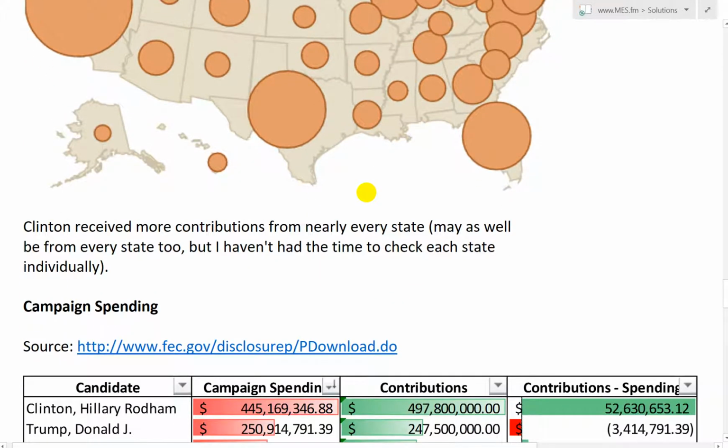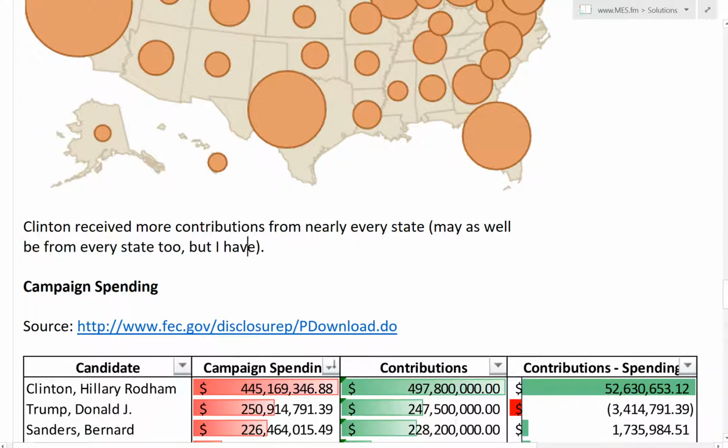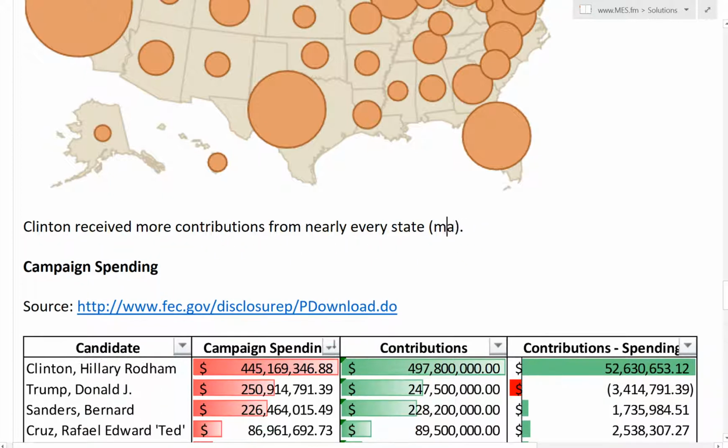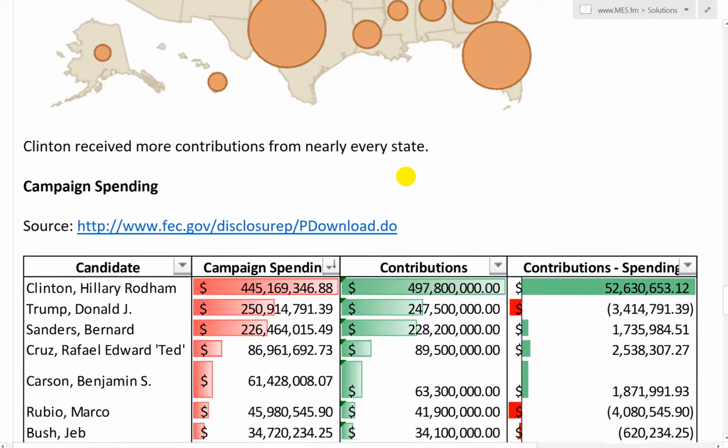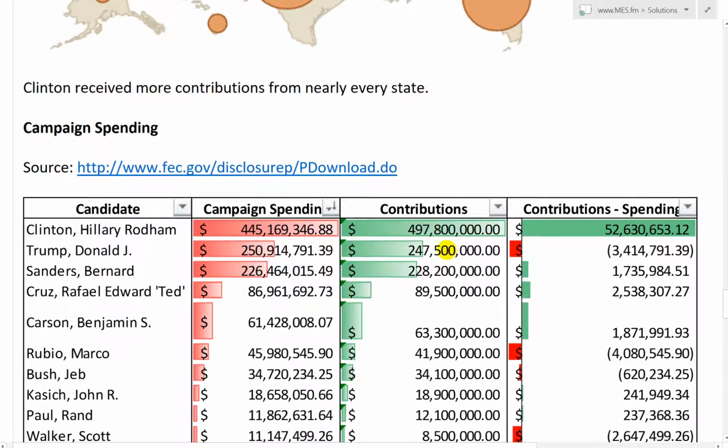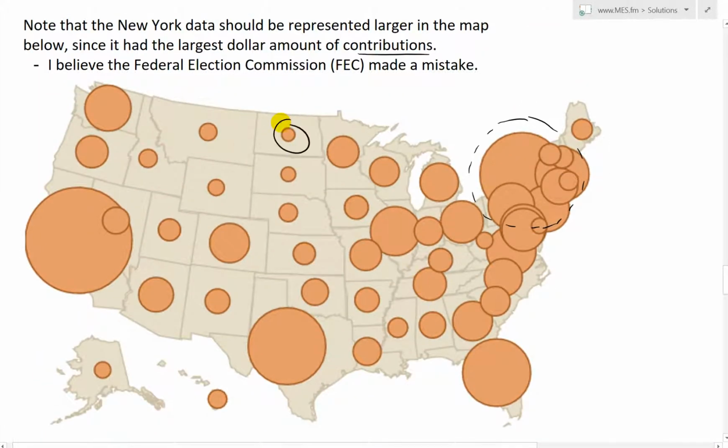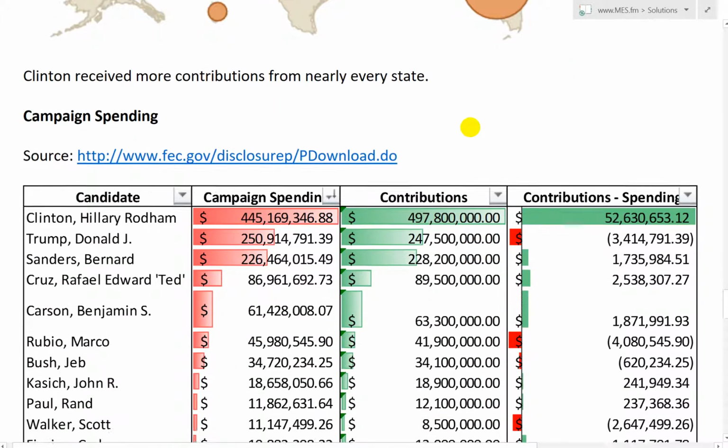And Clinton received more donations from nearly every state. Actually, I'll erase this because I found that one right here. From nearly every state. So this is a pretty interesting note. Even the ones that Trump won, like Alaska, she still received more contributions from nearly every state. So the only one I found so far where Trump had slightly more was this one.